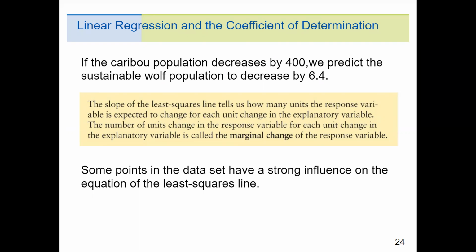The slope of the least squares line tells us how many units the response variable is expected to change for each unit change in the explanatory variable. The number of units change in the response variable for each unit change in the explanatory variable is called the marginal change of the response variable. Some points in the data set have a strong influence on the equation of the least squares line.